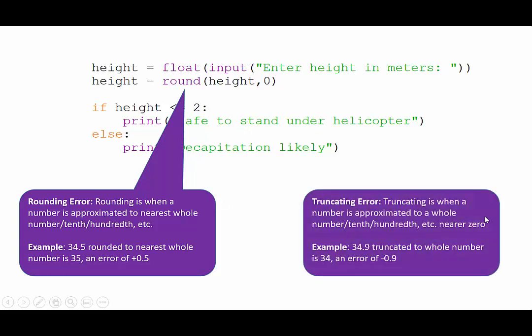A very similar one is a truncation error. This is even more of an accuracy issue, because if we put the number 34.9 in and we truncated that, this isn't in the program, it would just nip off the last digit if we truncated it by 1, and therefore it would make 34.9 appear as just 34. So that's actually an accuracy error of minus 0.9. So yeah, truncation errors and rounding errors are very similar, but it just makes your data less accurate.